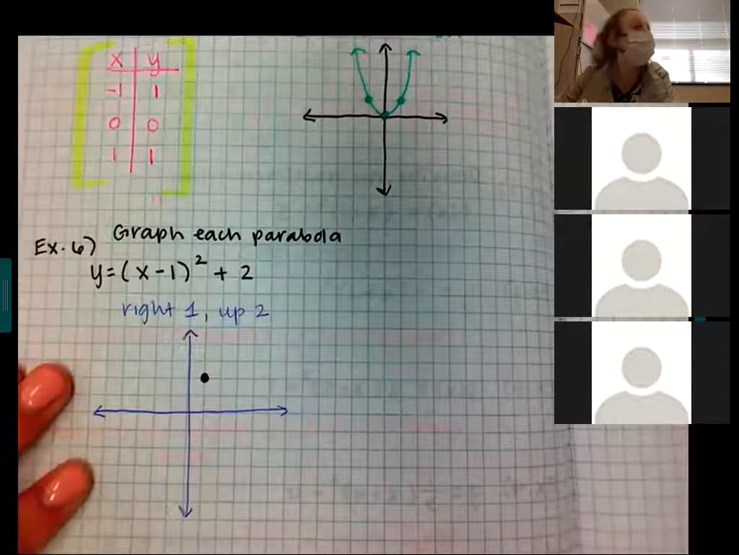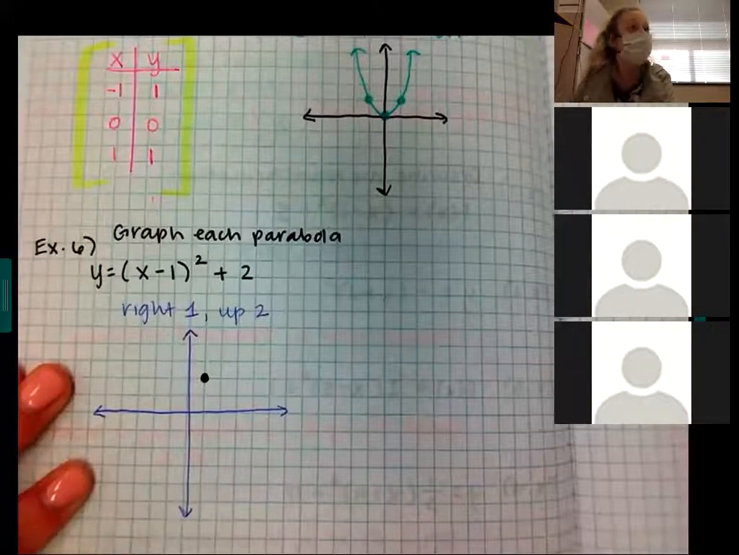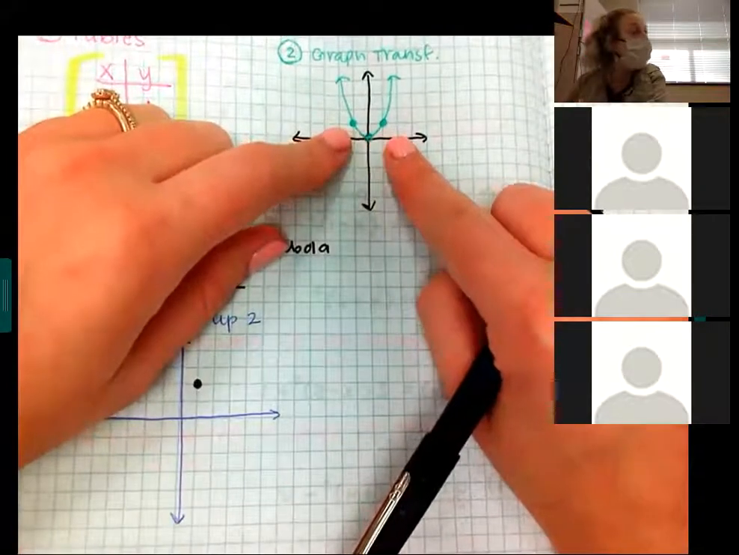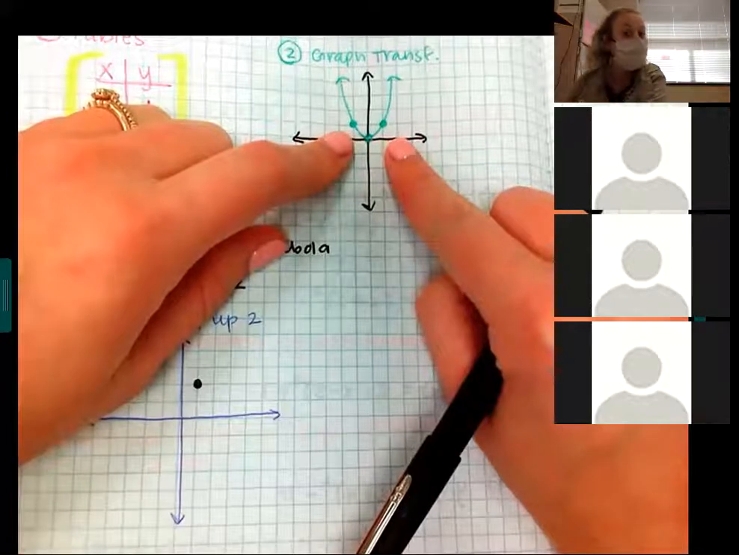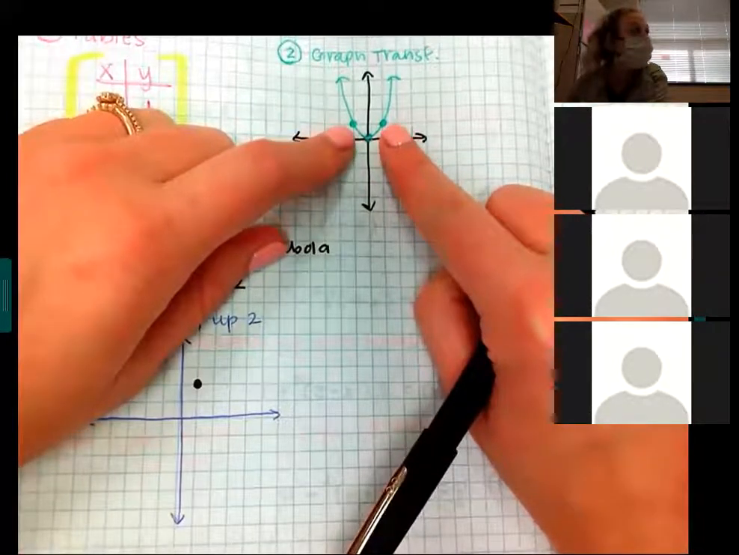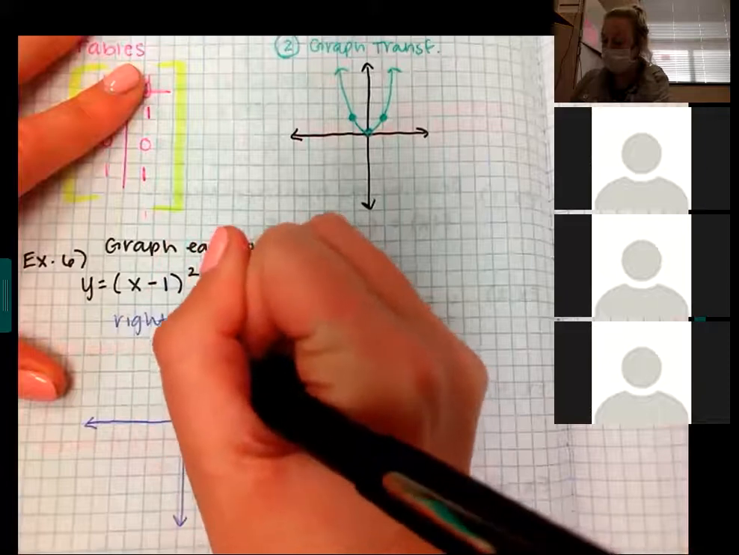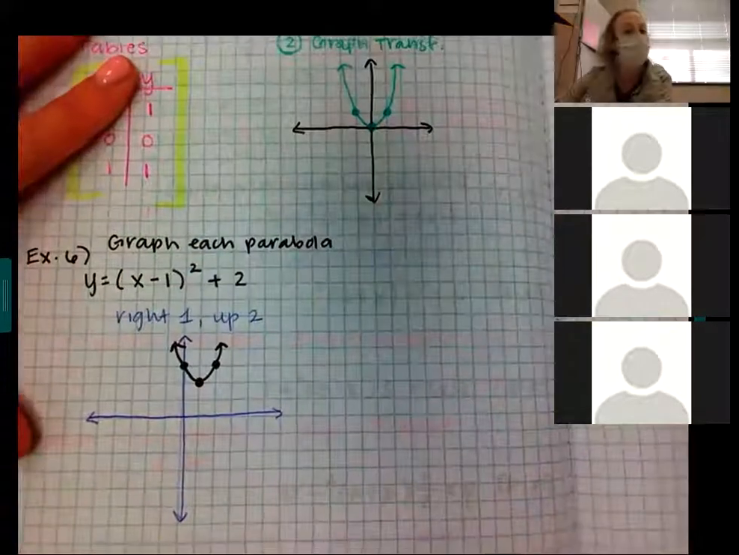Now, did I stretch it or compress it or flip it? No. So I want y'all to learn these patterns right here. We always go left 1 and right 1. So I want a point on the left and a point on the right side. And since we didn't stretch it or compress it, how many should it go up? Just 1. So I'm going to go left 1, up 1, and right 1, up 1. And this is what this graph would look like.